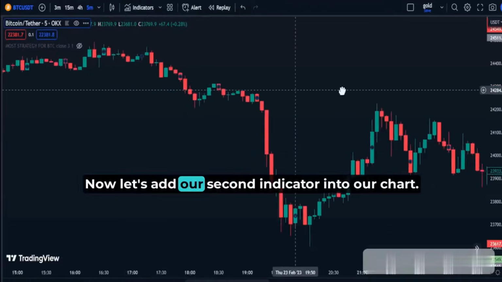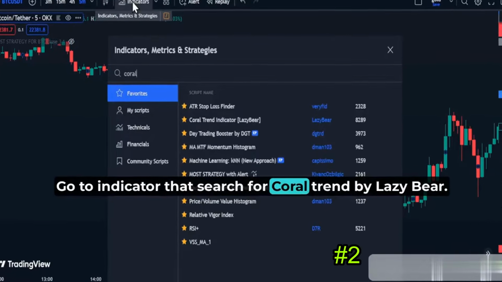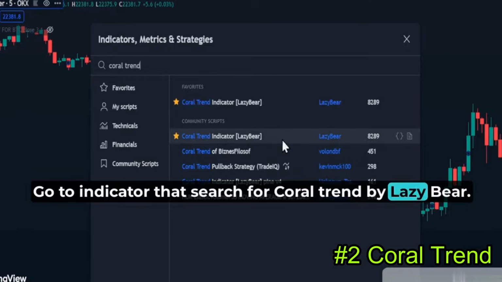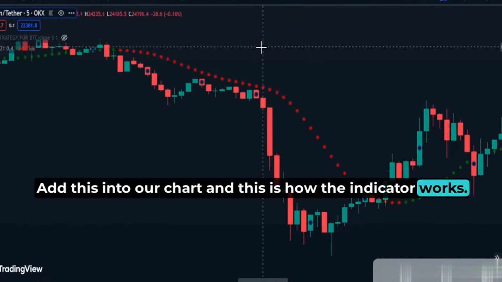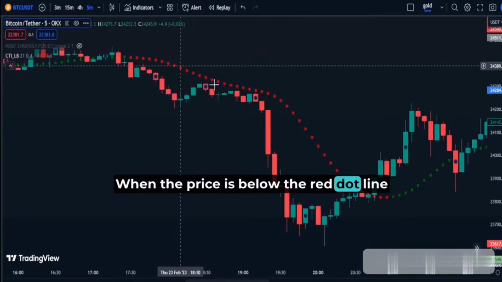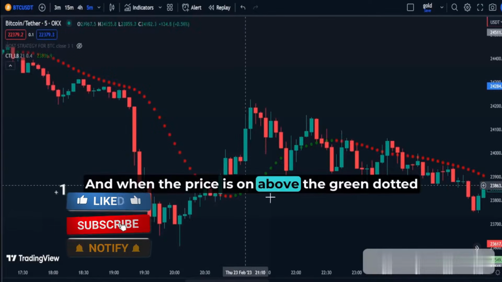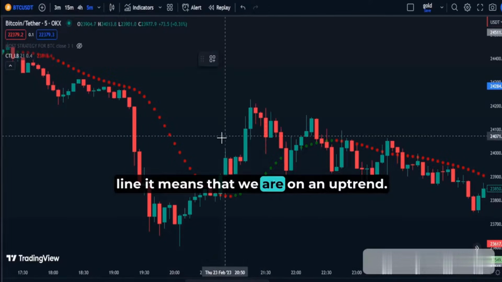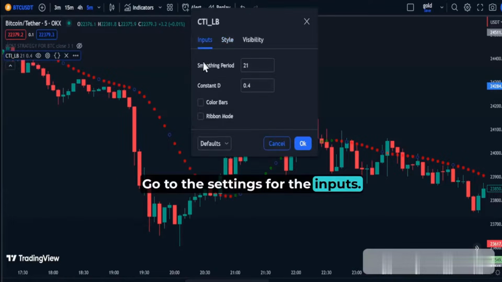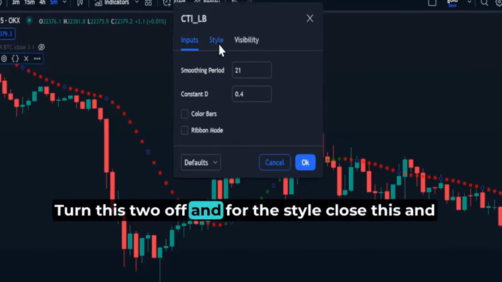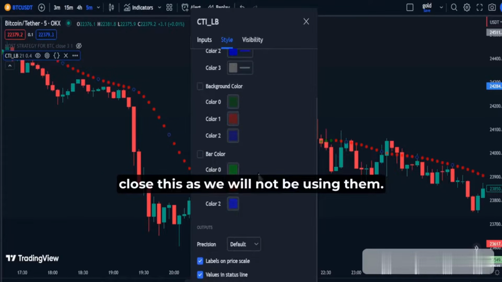Now let's add our second indicator into our chart. Go to the Indicator tab, search for Coral Trend by Lazy Bear, and add this into our chart. This is how the indicator works. When the price is below the red dotted line, it means that we are in a downtrend, and when the price is above the green dotted line, it means that we are in an uptrend.